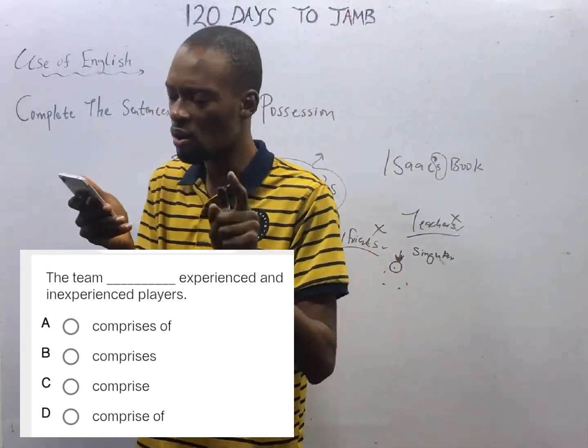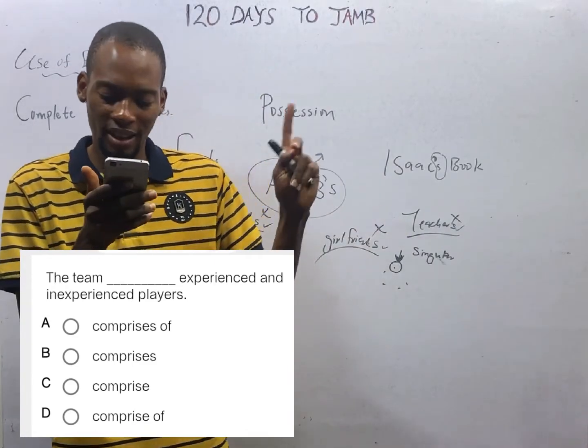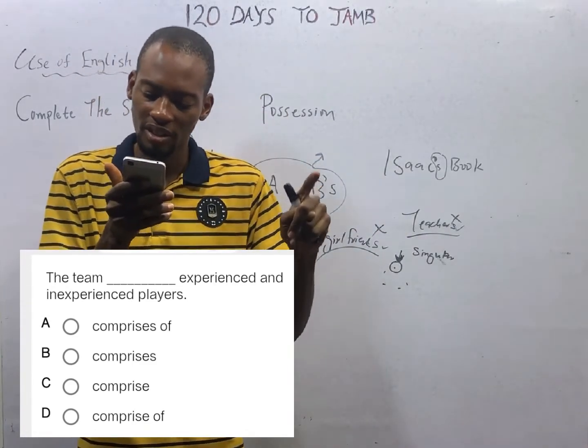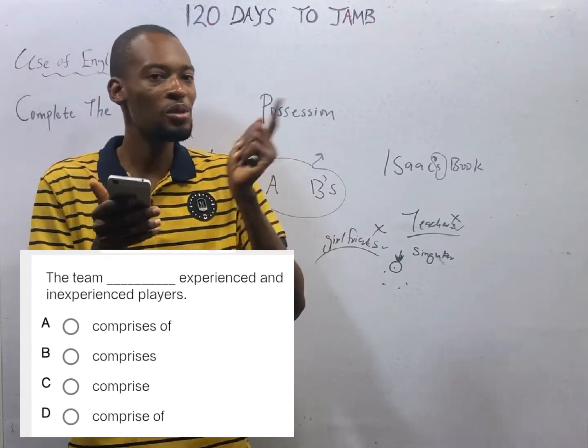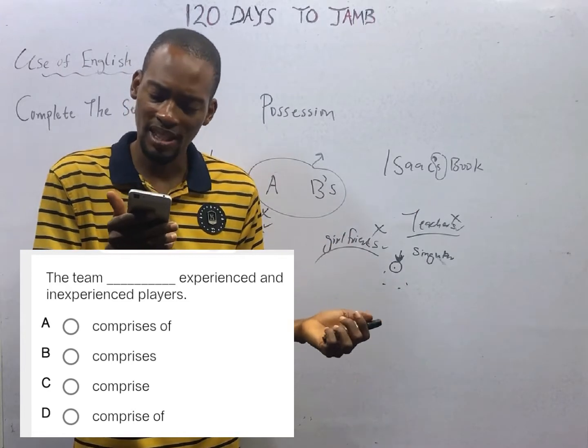"Comprises of" is wrong. It is wrong grammar. Don't ever say "comprises of". And don't say "comprise of". Those two are wrong. Never use them. Comprise and comprises.